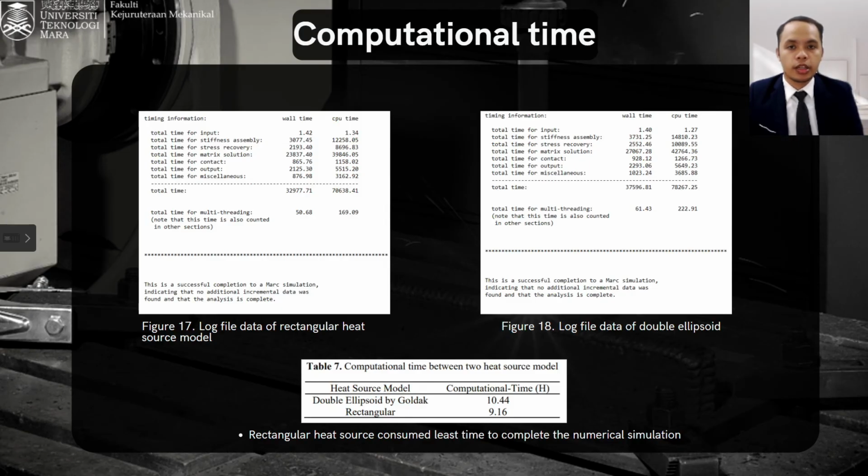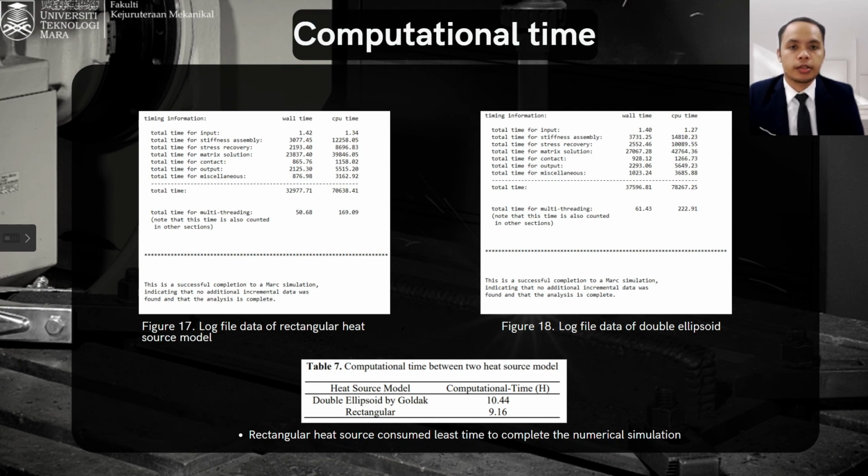At the end of the numerical simulation, the computational time for both models is also compared. Computational time is the overall time consumed to complete the numerical simulation for both models. Table 7 presents the comparison of total computational time between these two models. The rectangular source model consumed the least time to complete the numerical simulation. The data were taken from the wall time in the log file of the simulation, where the log file is the file that records events that occur in the operating system or software runs. That's all the result for this project.